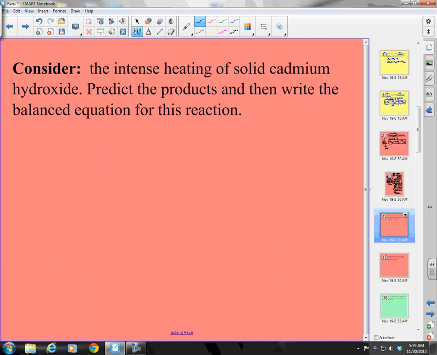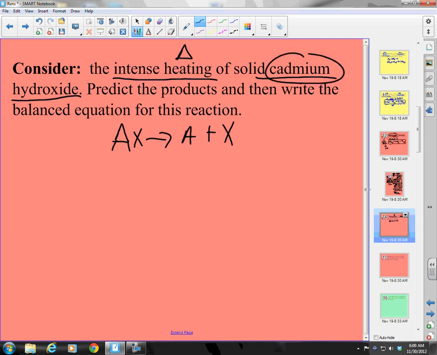Next, you guys try this one. Well, we are going to intensely heat solid cadmium hydroxide. There's only one thing listed here. There's no other reactants. So what must this be? If I'm going to take one thing and something's going to happen to it, it's got to be decomp, right? Now, what is it that I have? Cadmium hydroxide is a metallic hydroxide. Good. And what happens with metallic hydroxides?